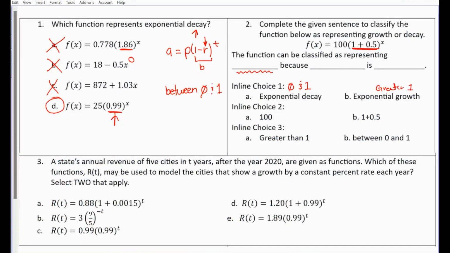So in this case, we have 1 plus, so I already know automatically it has to be growth, because 1 plus anything is going to be obviously greater than 1. The reason it's growth is because of the 1 plus 0.5. This 100 represents your y-intercept or your initial value. It doesn't have really much to do with determining growth or decay. Okay, and then finally, it is greater than 1. This number, our b, is going to be greater than 1. It's going to be 1.5, which is greater than 1.